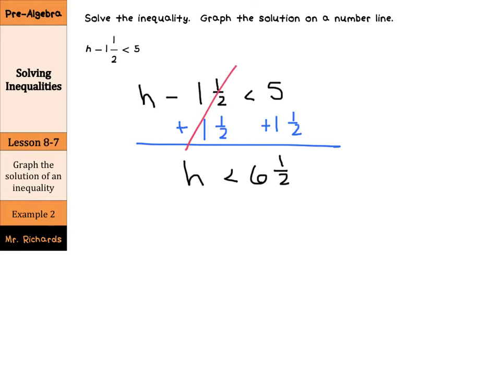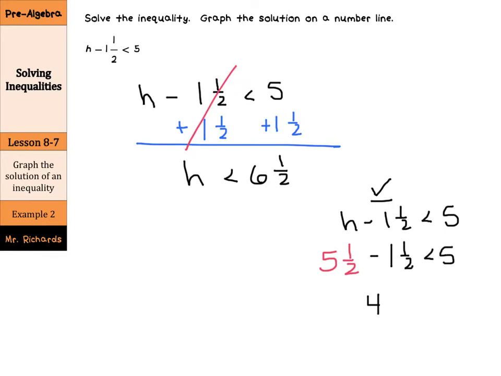Now, let's check this. Start with our original inequality, h minus 1.5 is less than 5. Now we need to pick a number that's smaller than 6.5. How about 5.5? Since 5.5 is less than 6.5. 5.5 minus 1.5 is less than 5, and we get 4 is less than 5, and that checks out. So our solution is h is less than 6.5.